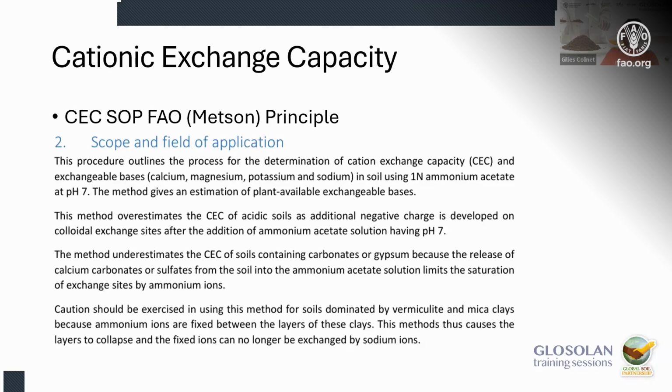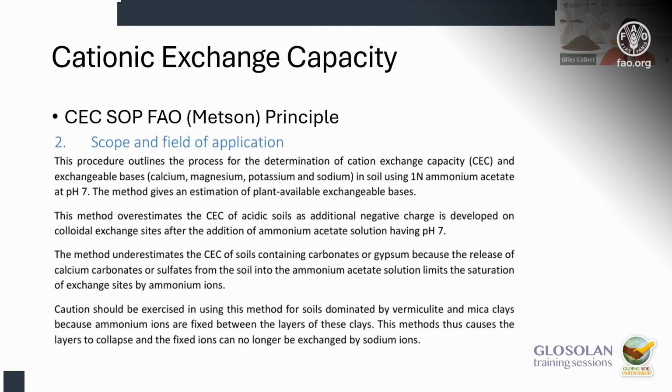So the method is widely used, but it's known that it overestimates the CEC of acidic soil. It's because it's buffered to pH 7.